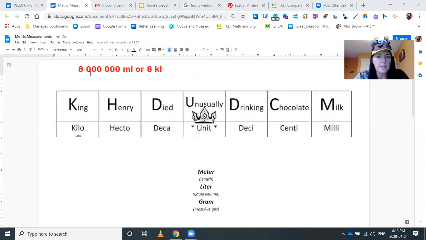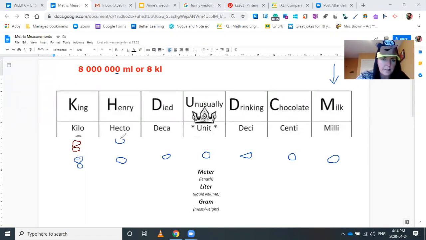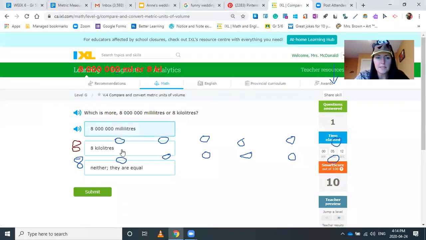Okay, so that is the question that we're looking at here. So the kiloliters, kilo is here in this column. We've got 8 of them, so we're going to put 8 there. And then we've got 8 million milliliters. So milliliters is this column here. Our last digit, that 0, is what's going over here. Now you can see that we've got 6 zeros: 1, 2, 3, 4, 5, 6, and then an 8. Okay, and we can fill in all the zeros, but you will see soon enough, if you haven't already, that these are identical numbers. So neither is more, which means they are equal.